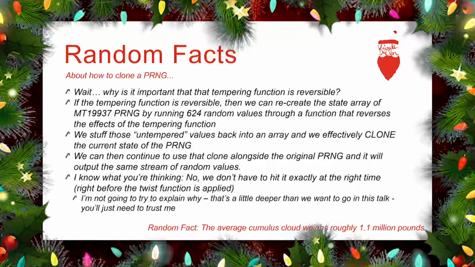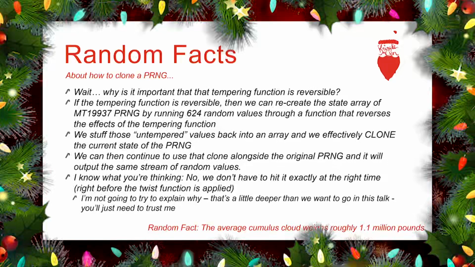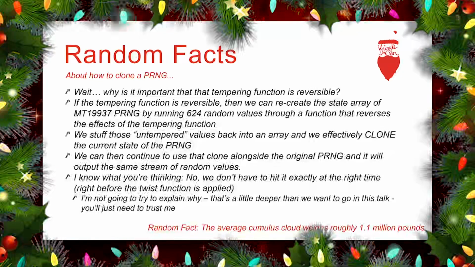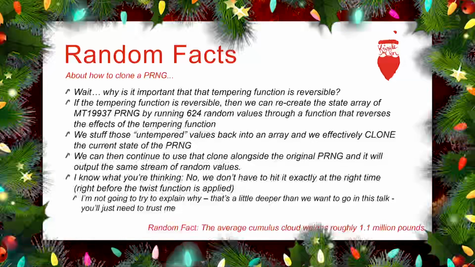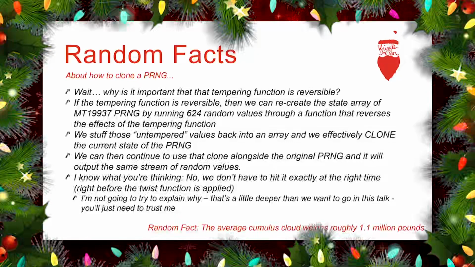Now I said that it was important that that tempering function was reversible, and here's why. If the tempering function is reversible, we have the potential to recreate that state array within the MT19937 pseudo-random number generator simply by taking the last 624 random values that were given, running them through a function that reverses the effect of that tempering function, and then stuffing those untempered values back into an array of our own.